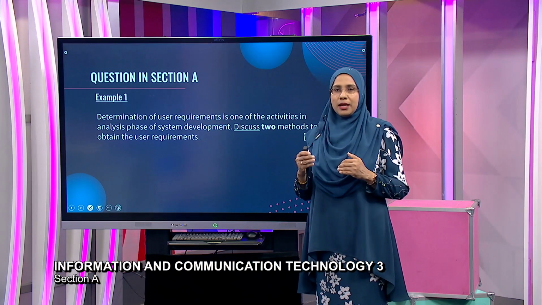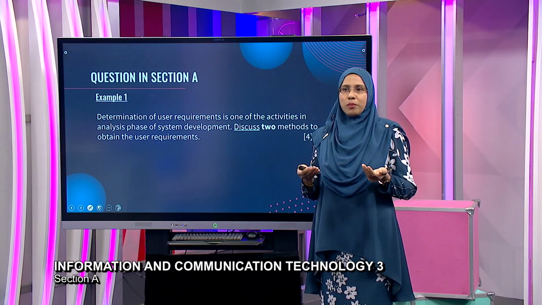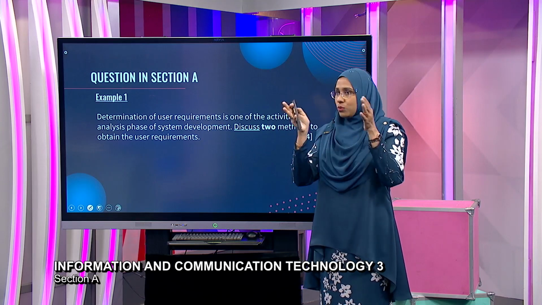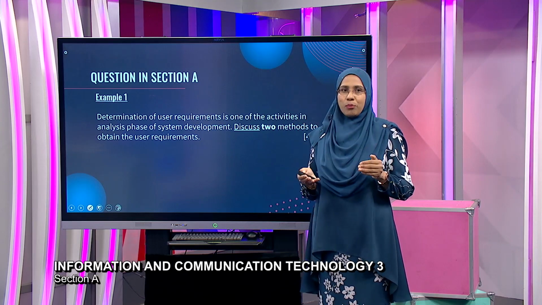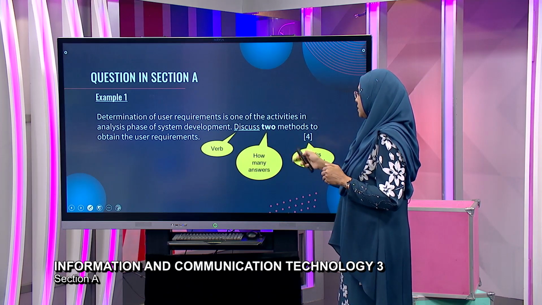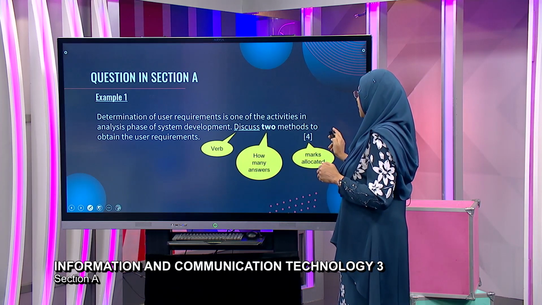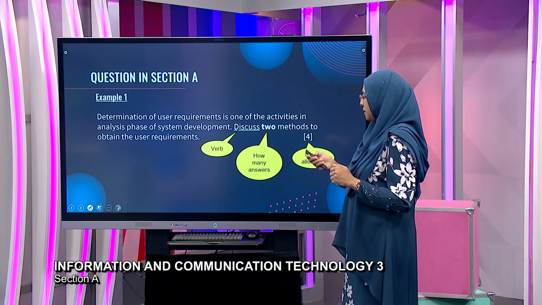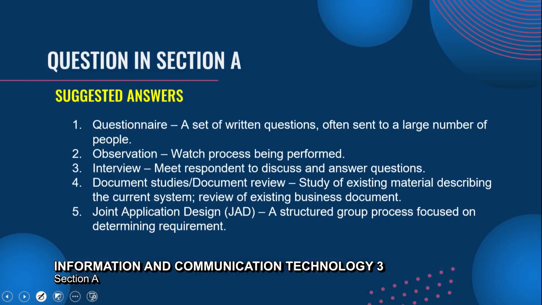Usually my students face a problem with how to write and how to do the layout. So look at the verb, the marks, and also how many answers are needed. These are the suggested answers. It asks for 2, but I give more. The question is asking for a method, so the answer is questionnaire. So the first method is questionnaire. Okay, so you get a mark there.